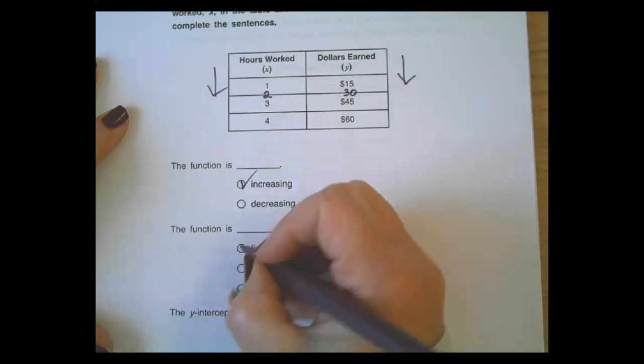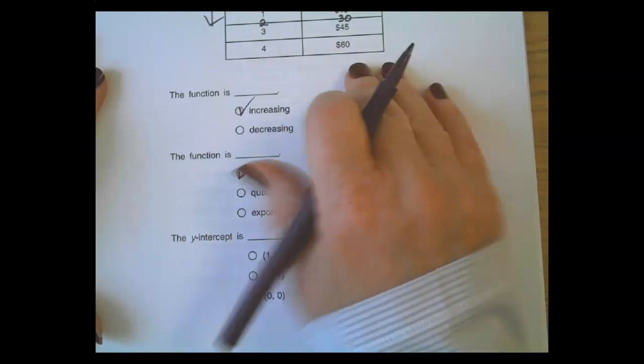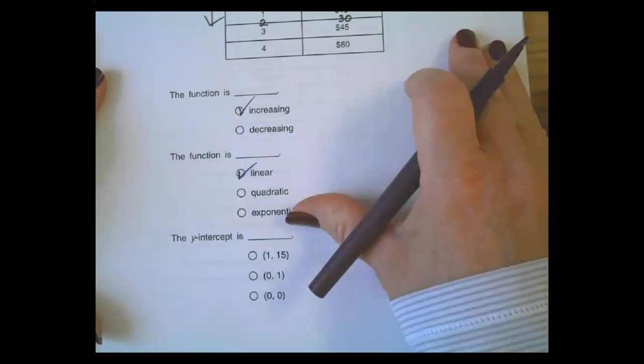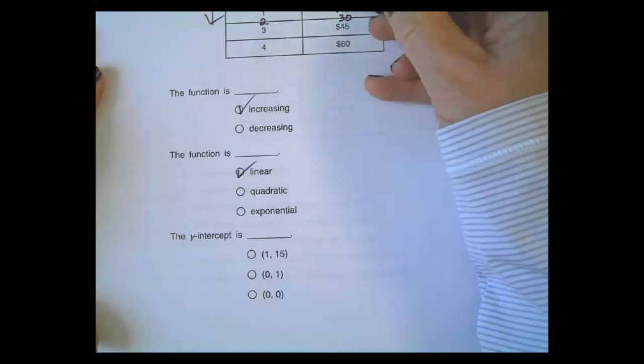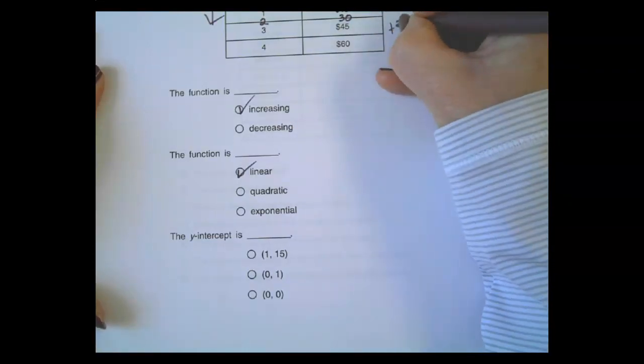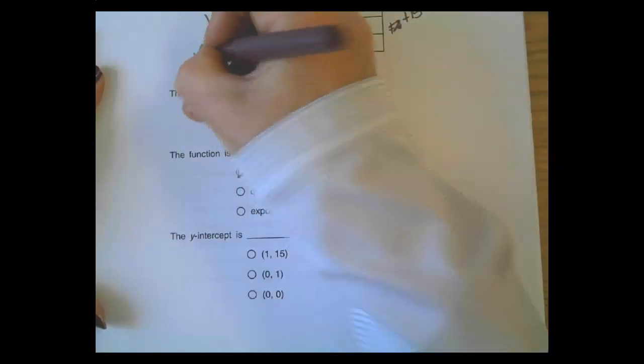So this is linear. Quadratic means it's like a double pattern. Exponential means you're multiplying. So you're not multiplying. This is increased by adding 15 to each one. So adding 15, adding 15.